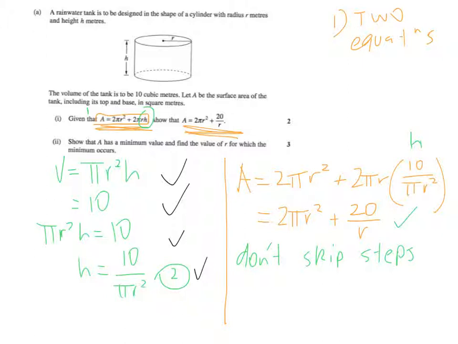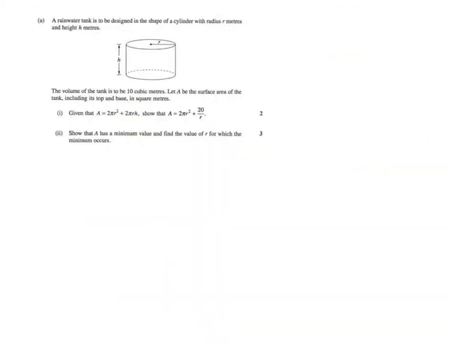You don't have to name them 1 and 2, but that's how we show you're given that equation. So even if you couldn't do it, you could still go and do part 2. So to actually earn these 2 marks here, you do have to be very clear in how you've shown those steps. Okay, so now that we've shown this, we've shown that A, being surface area, equals 2 pi r squared plus, I'm going to rewrite that as 20r to the negative 1 because I know I'm going to be differentiating it. Show that A has a minimum value and find the value of r for which the minimum occurs. Okay, I'm going to go dA on dr.